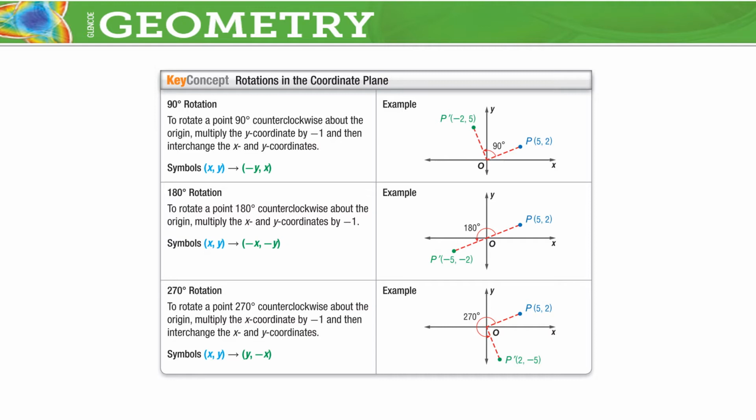Second, rotation by angle 180 degrees, same direction counterclockwise and same center about the origin point. To find the image for point x, y, multiply the x coordinate and y coordinate by negative 1. This means you have to change the sign on it. If your point is P 5, 2, your image will be P prime negative 5, negative 2.